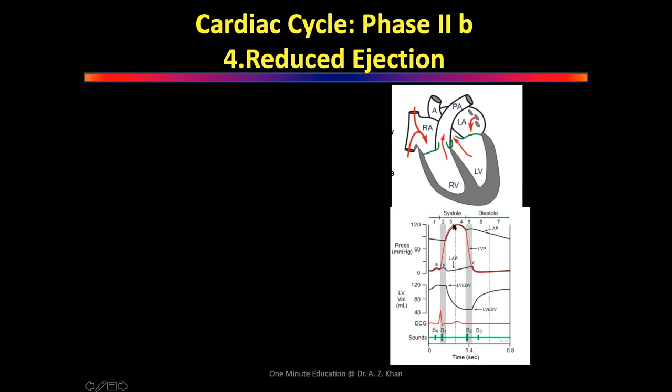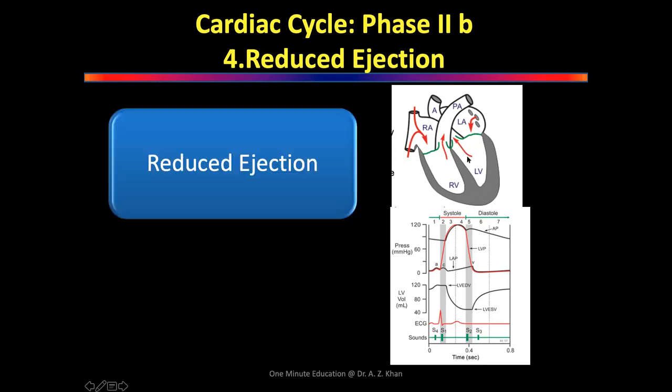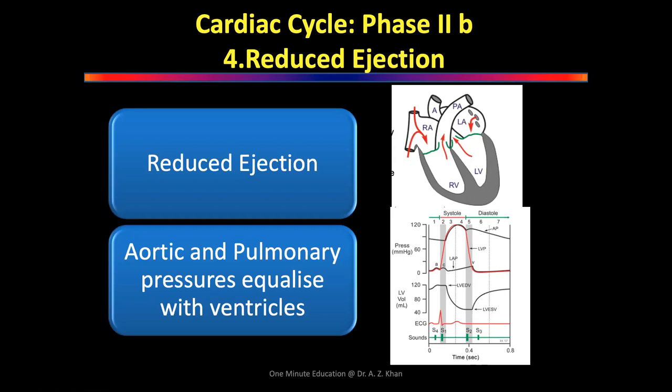So the aortic pressure is almost the same now. Initially it was higher and then it's almost the same as the left ventricle. So the amount of blood that will flow from the left ventricle to the aorta will be reduced. So this is called reduced ejection. Phase four is called reduced ejection, where the aortic and the pulmonary pressures equalize with the ventricle. Does that make sense? Phase four?